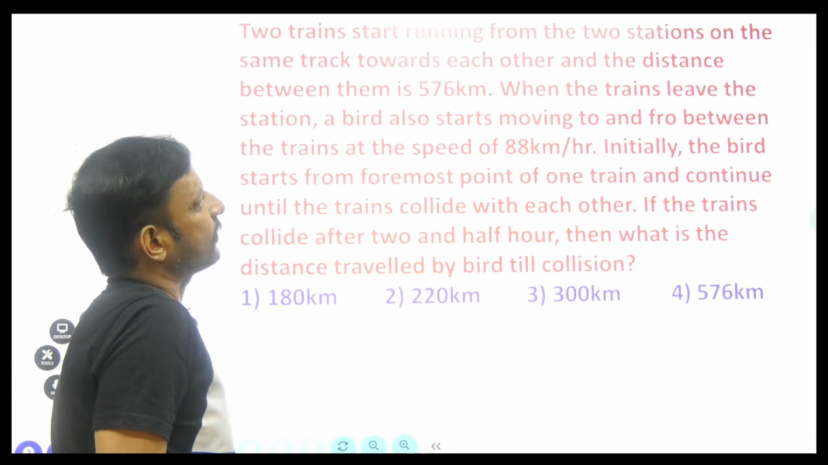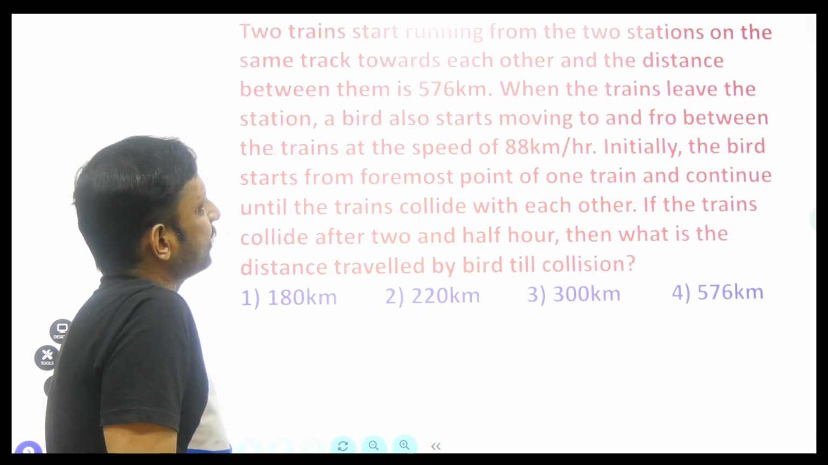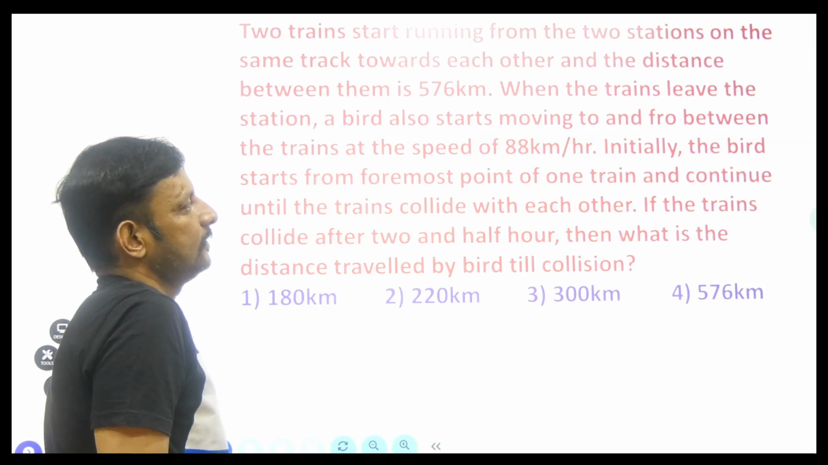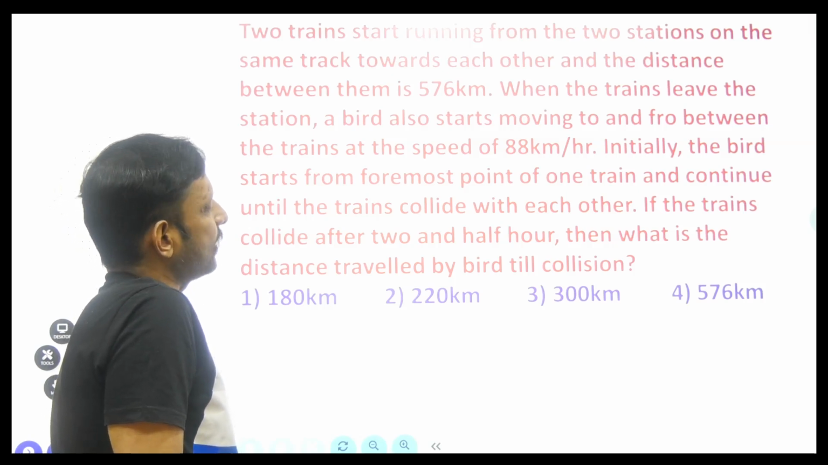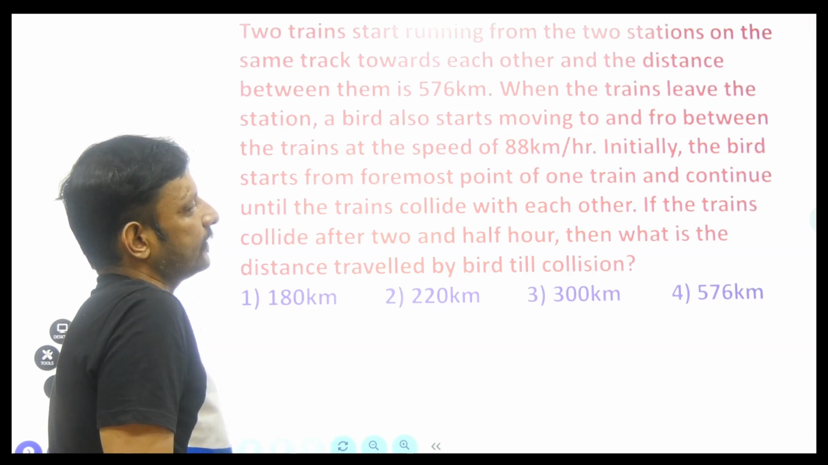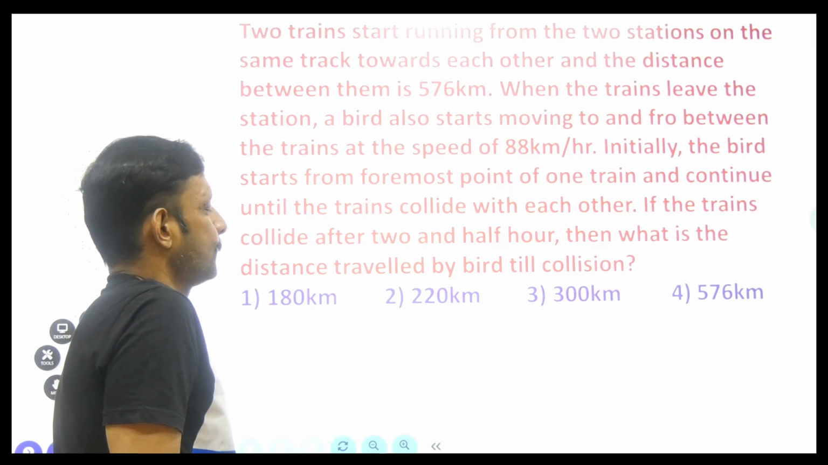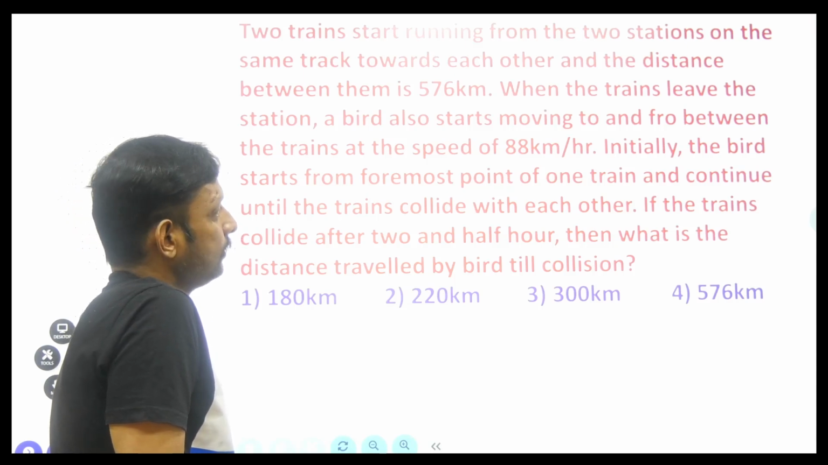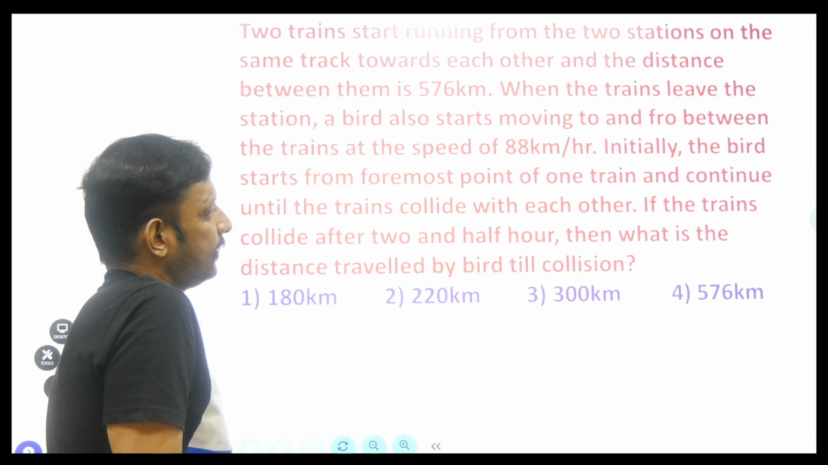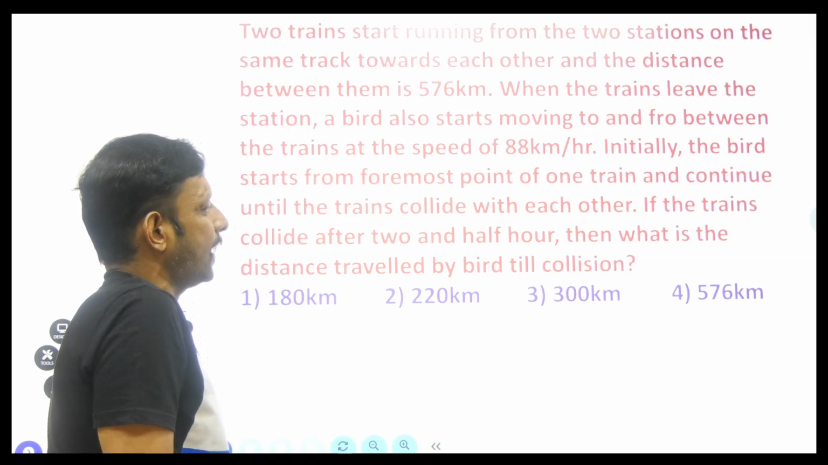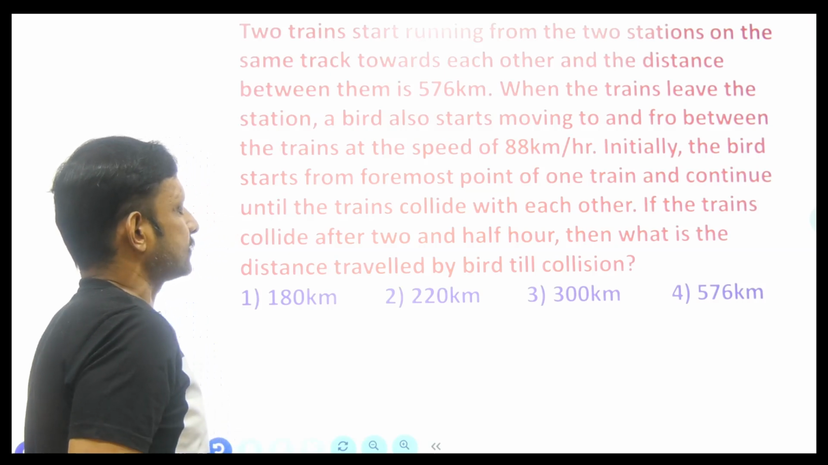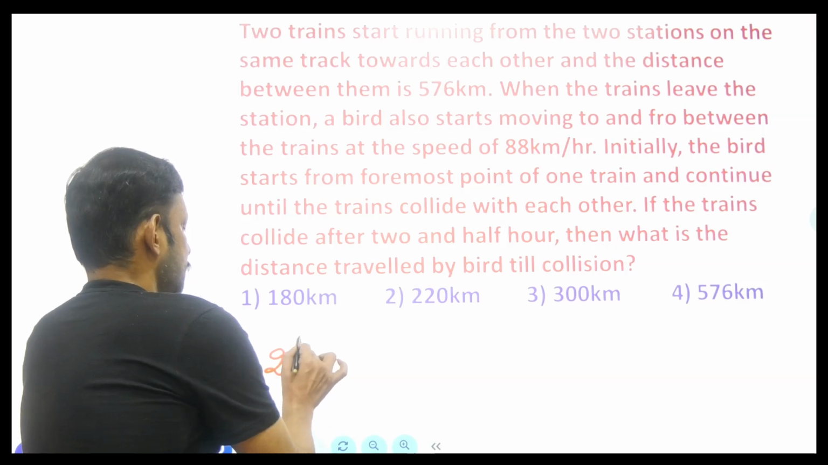Two trains start running from two stations on the same track towards each other and the distance between them is 576 kilometers. When the trains leave the station, a bird also starts moving to and fro between the trains at the speed of 88 kilometers per hour initially. The bird starts from the foremost point of one train and continues until the trains collide with each other. If the trains collide after 2.5 hours, the time period is given in the question itself.